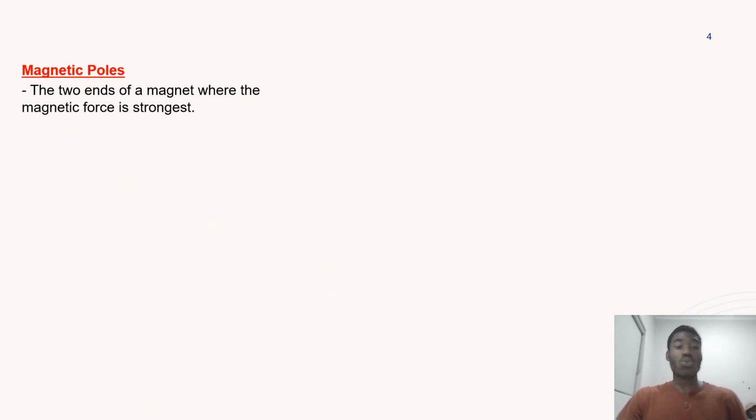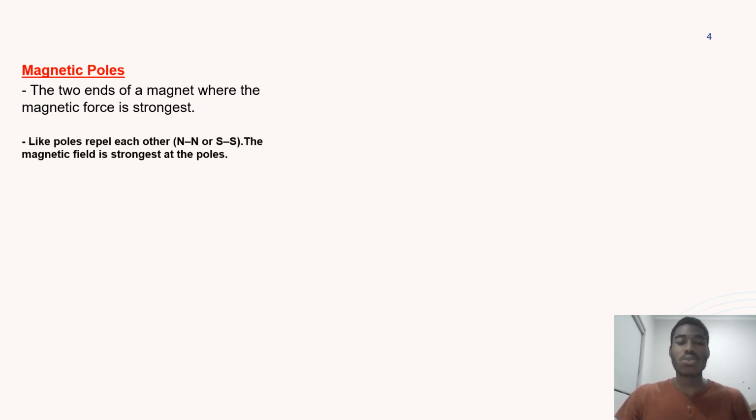Magnetic poles are the two ends of a magnet where the magnetic force is the strongest. So in most cases, you will see it has your north and south. Like poles repel each other, which is something that we are going to talk about later in the video, which is repulsion. The magnetic field is the strongest at the poles.